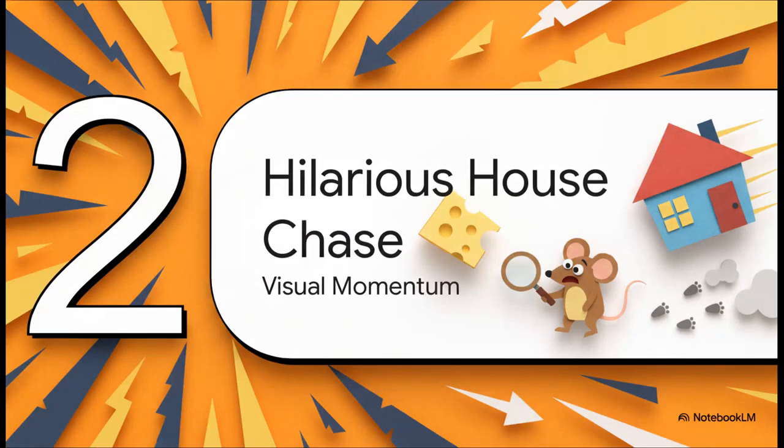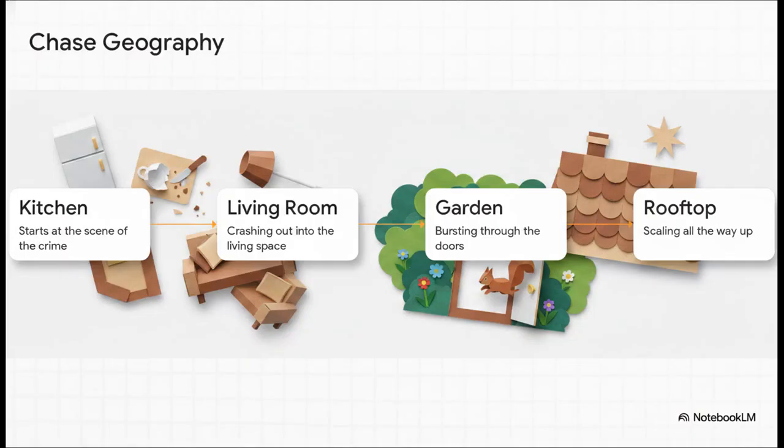Moving right along, Section 2, the hilarious house chase. Let's move to the chase and see how this builds. Max spots the missing cheese, and boom, the chase is on. There is a perfectly chaotic, escalating geography to this pursuit. Step 1, it starts right at the scene of the crime, the kitchen. Step 2, they crash out into the living room. Step 3, the chaos literally bursts through the doors into the garden. And finally, Step 4, they scale all the way up to the rooftop. Notice how the physical environment expands step by step alongside the rising stakes? We're constantly moving faster and moving way higher.